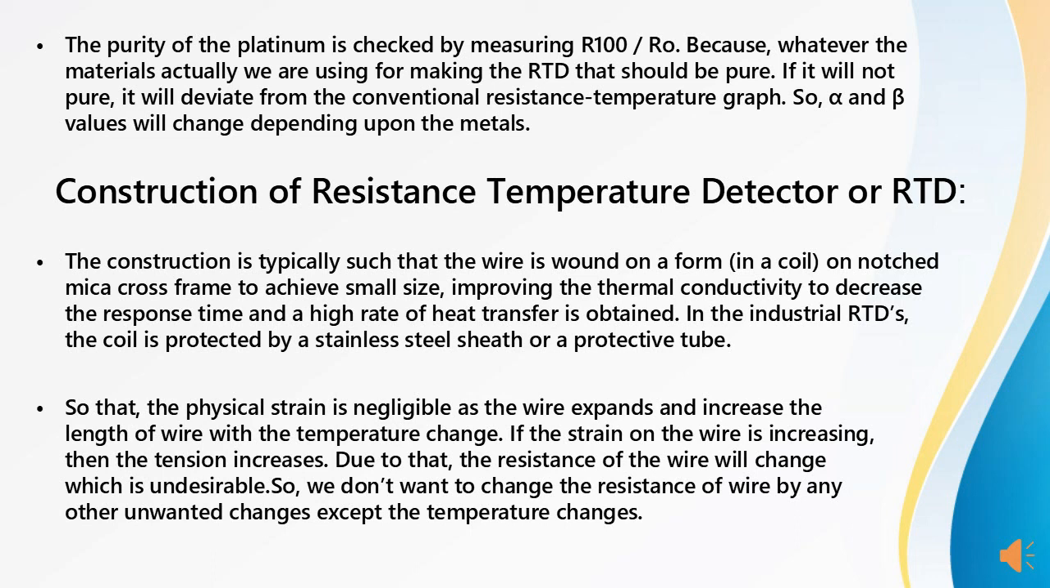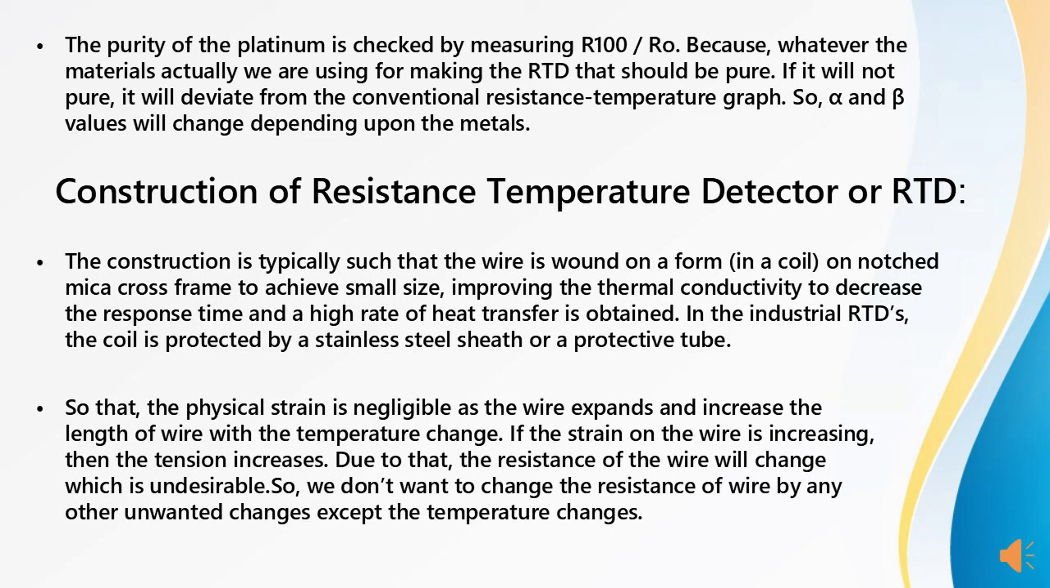Next, construction of the resistance temperature detector or RTD. The construction is typically such that the wire is wound on a form or notched mica cross frame to achieve small size, improving the thermal conductivity to decrease the response time, and a high rate of heat transfer is obtained. In industrial RTDs, the coil is protected by a stainless steel sheath or a protective tube, so that the physical strain is negligible as the wire expands and increases in length with the temperature change.